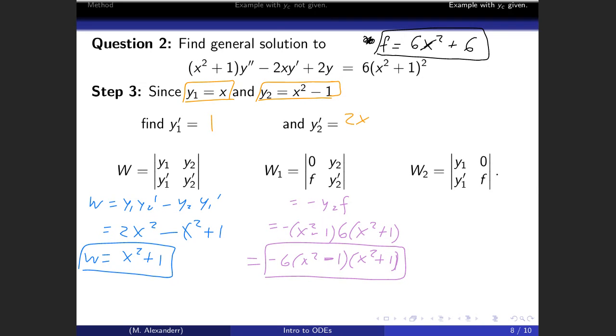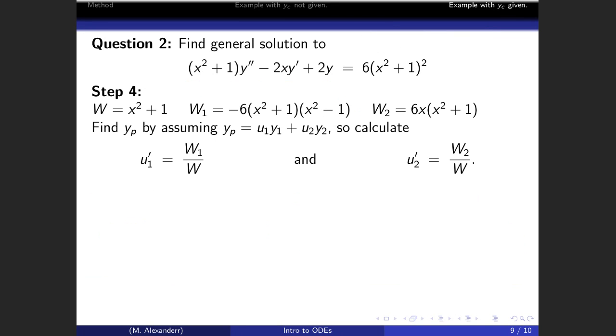So now let's calculate one more thing, which is the W2. And the formula for this guy is y1 multiplied by f. And so y1 is equal to x. And then the f, again, I'm going to write it down as 6 and then x squared plus 1. All right, so there's nothing you can do here. Just rewrite it as 6x and then x squared plus 1. All right, so you need these 3 pieces of information, the W information, before you can actually calculate the u information, which helps you calculate the particular solution.